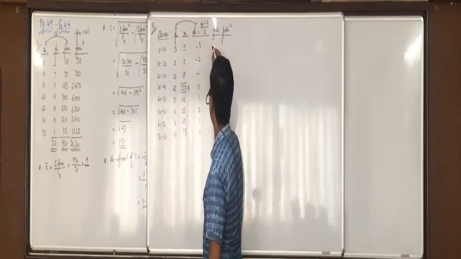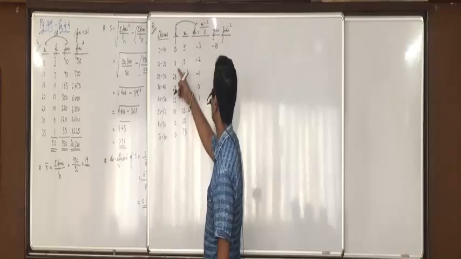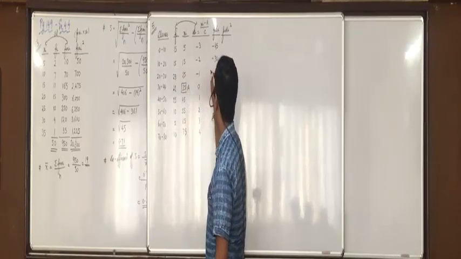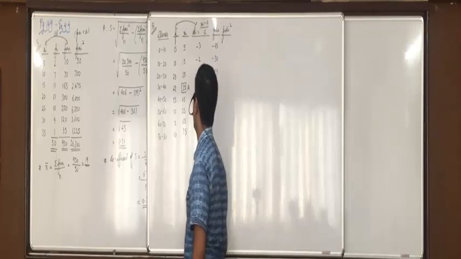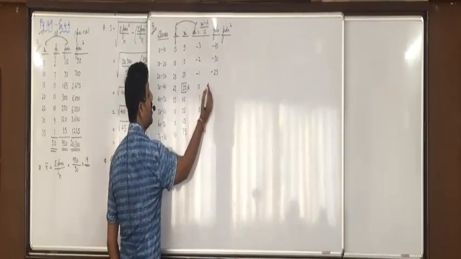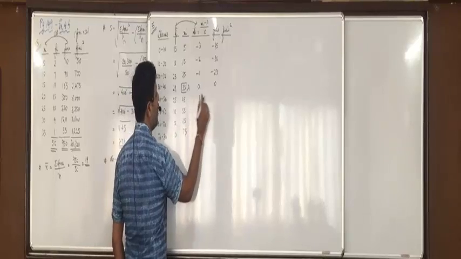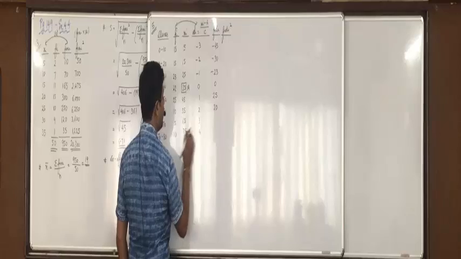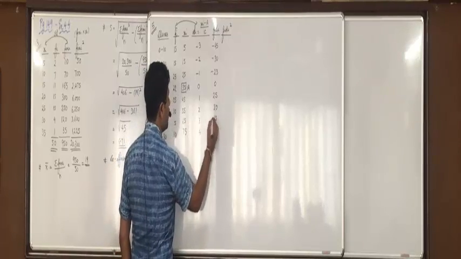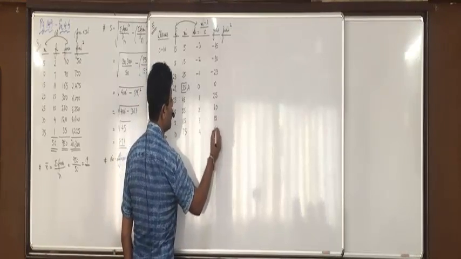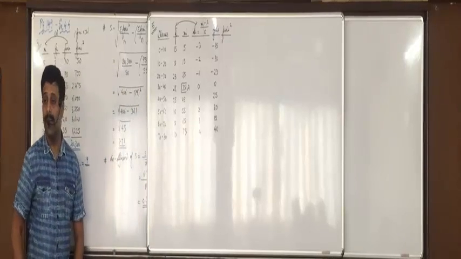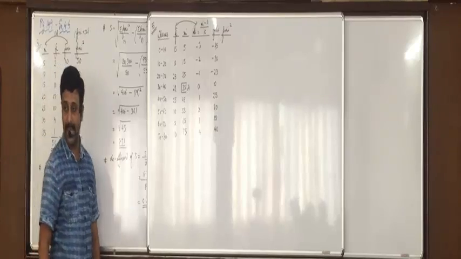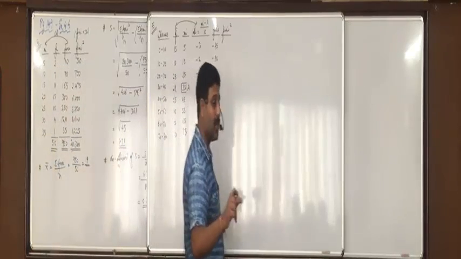So 15 into minus 3, minus 45. 15 into minus 2, minus 30. 23 into minus 1, minus 23. 22 into 0, 0. 25 into 1, 25. 10 into 2, 20. 5 into 3, 15. 10 into 4, 40. Anyone who did not understand Fi di? All are clear? Again, I made you write it in the note yesterday.